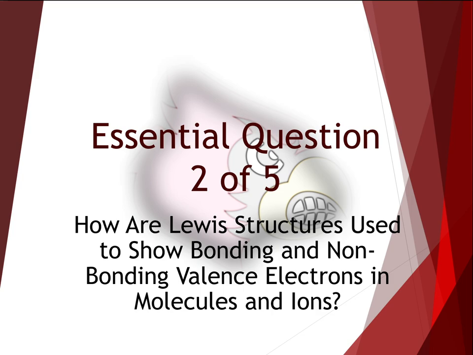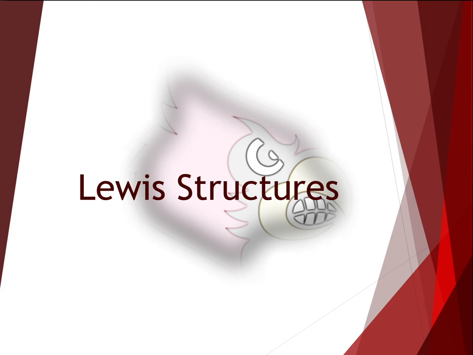This video is for Chemistry in the Earth System, Unit 3.4, Lewis Structures and Molecular Geometry. Today's essential question is, how are Lewis structures used to show bonding and non-bonding valence electrons in molecules and ions? Our first main idea, Lewis structures.